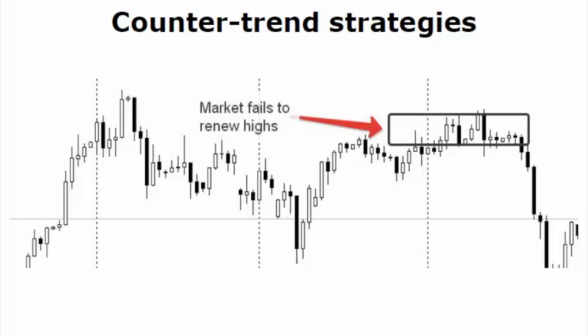But the one thing that I want to pay your attention to, it's very important. It is very dangerous to fade the market in strong trending condition. Even though opportunity to go counter-trend can occur in strong trending market as well, the odds will be stacked against you. So I would not recommend to do this.